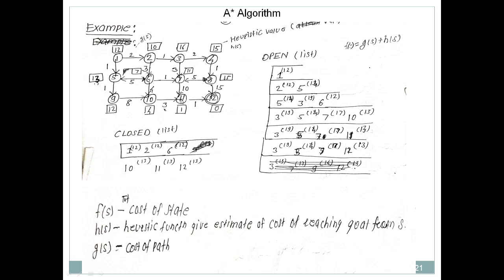So again you need to calculate the f value for 11. 2 plus 3, 5, 5 plus 4, 9, 9 plus 3, 12, 12 plus 1, 13. So for 11 its cost is 13. Now you need to consider which one is minimum. Obviously 11 is minimum, so you take it out and add it to the closed list. So what is the successor of 11?